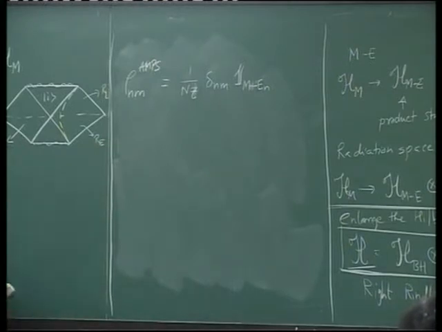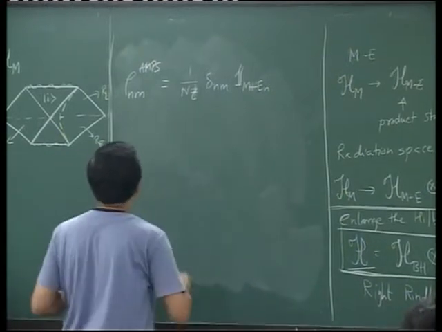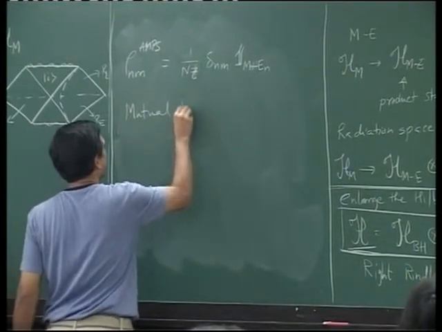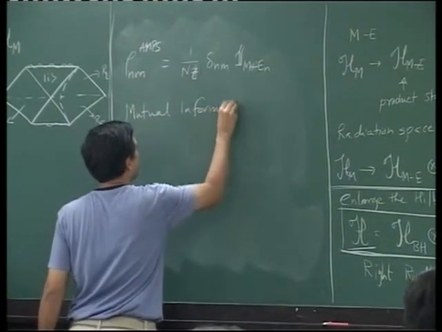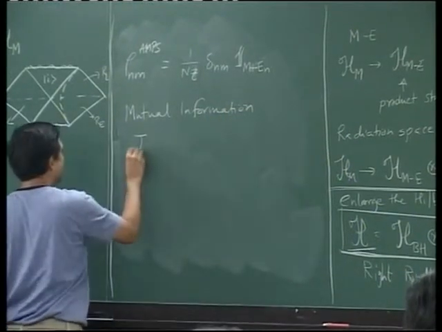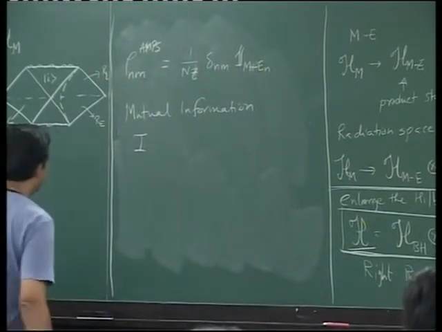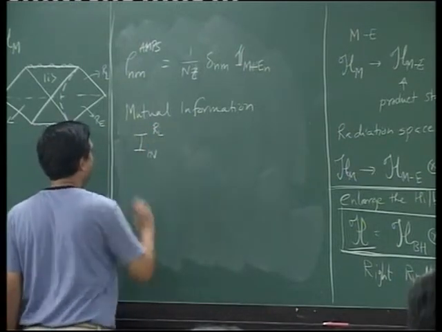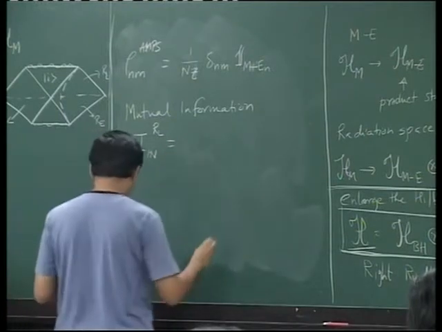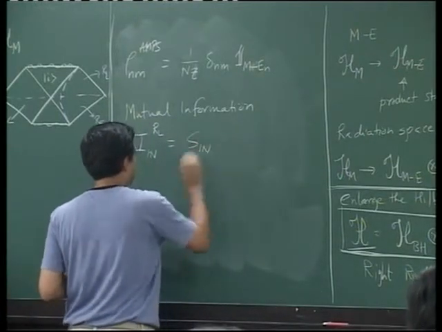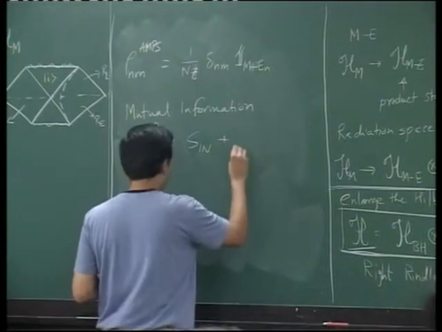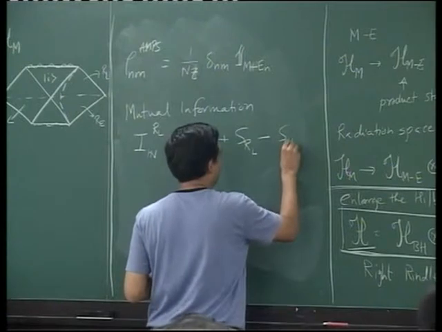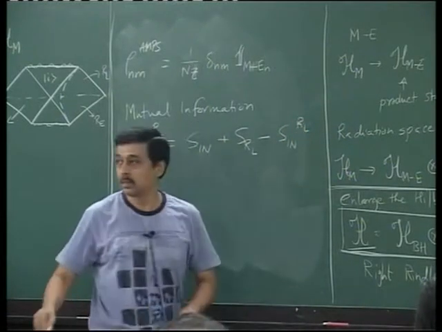Now if you do this, then you can ask what the mutual information is. The mutual information, where I use a subscript and superscript for the internal degrees of freedom and the late radiation, is defined as the black hole entropy plus the radiation entropy minus the relative entropy. Yes, what is the question?